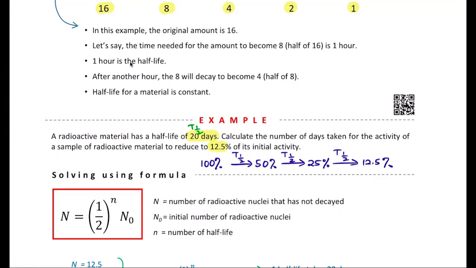1 half-life is equal to 20 days. So it should be equal to 60 days. Yeah, this one is 20 days, kan? 20 days, 20 days, and 20 days. So you can say that 3 half-lives, so 3 times 20 days. So it will be equal to 60 days. Okay?